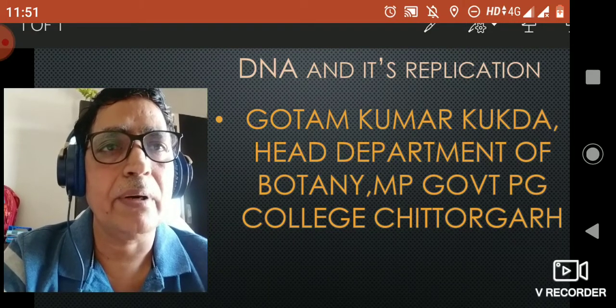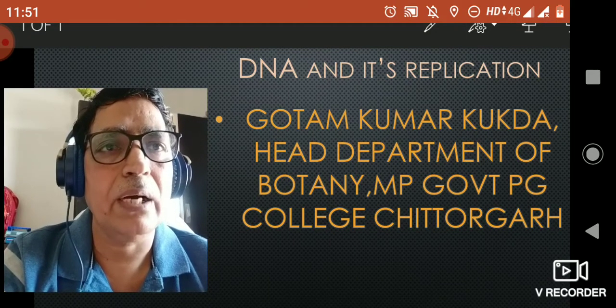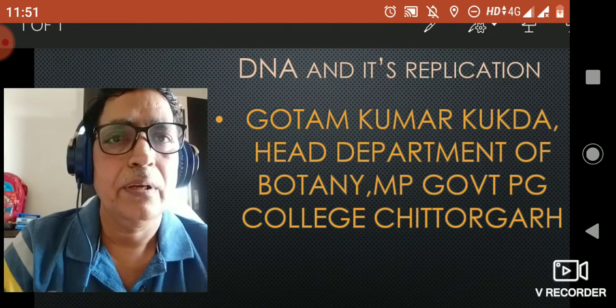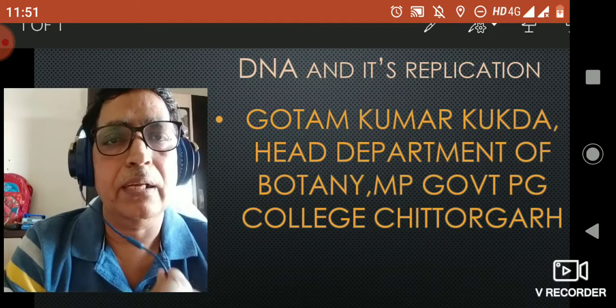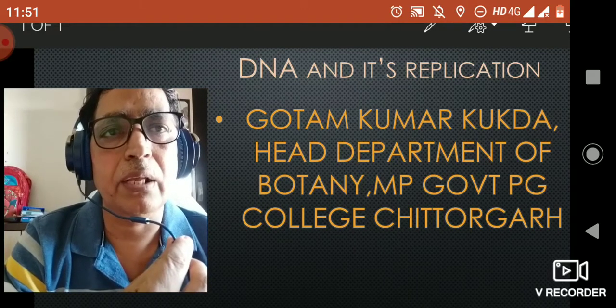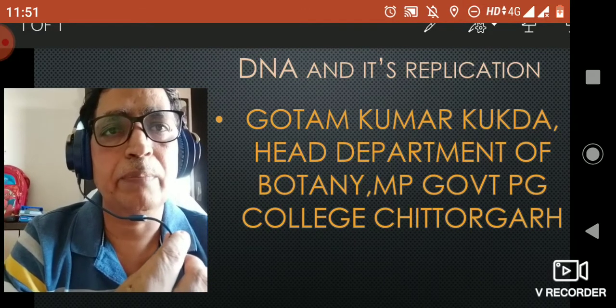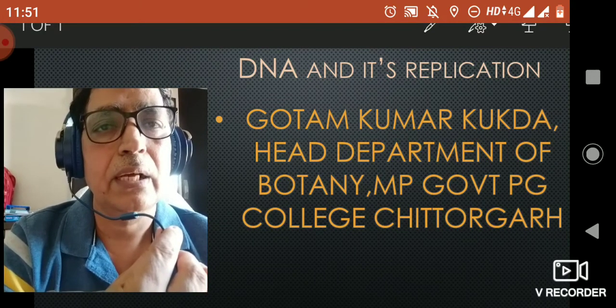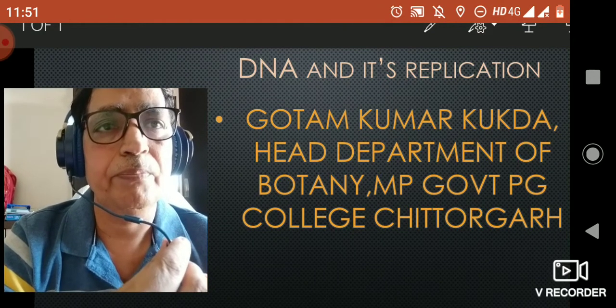The double helical model of DNA was given by Watson and Crick in 1953. Watson and Crick proposed the model with the help of two other scientists. They are M.H.F. Wilkins and Rosalind Franklin.